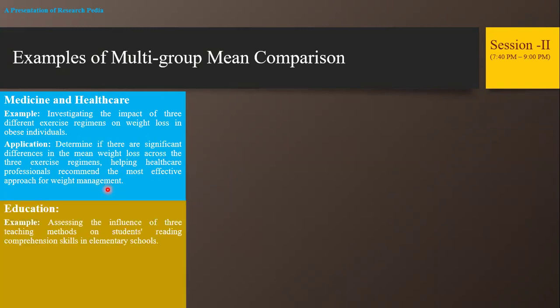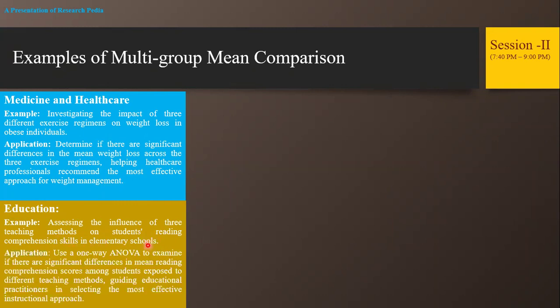You may be interested in the educational domain and you would like to assess the influence of three teaching methods on students' reading comprehension skills in elementary school. You would like to use one-way ANOVA to examine if there are significant differences in mean reading comprehension scores among students exposed to different teaching methods, guiding educational practitioners in selecting the most effective instructional approach.